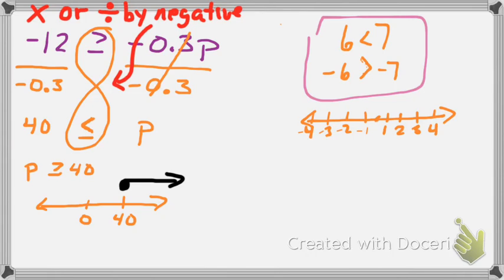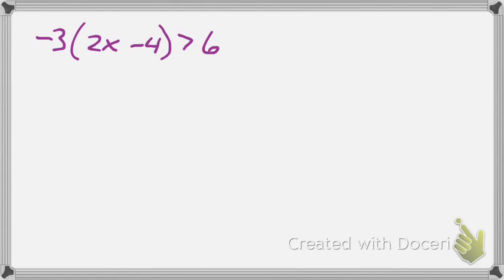Time for you to try one. I want you to solve this inequality and graph it on a number line, and then we'll go over it in a couple minutes. I chose to distribute. You have to make sure, though, that you end up with a plus 12. Common teenage mistake is you would end up with a minus 12 there on your distribution. So make sure that that negative 3 gets carried to the negative 4. So you should have negative 6x plus 12.